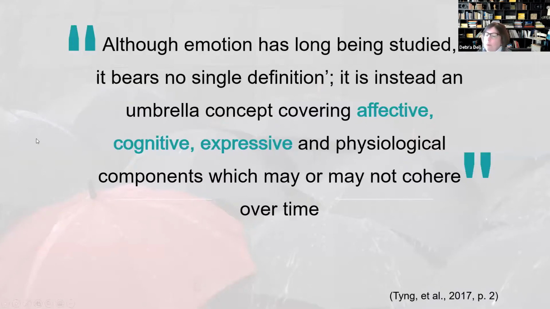So as you know, defining emotions is not an easy thing. I can tell you that pretty conclusively, because when I was doing the scoping study before my research, the number of definitions of emotions is incredible. And then when you layer that on emotions and online learning, it gets even more complex. So for the sake of moving through this presentation, let's consider emotions as umbrella concepts that cover affective, cognitive, expressive and psychological components, which may or may not cohere over time.